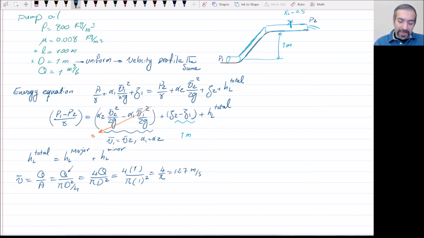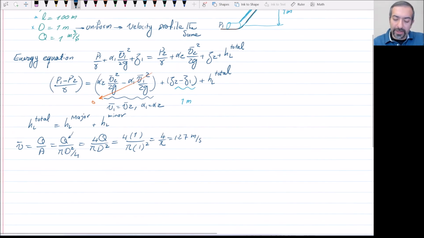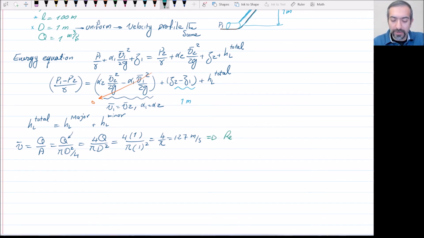All right, the reason I'm calculating V bar is I want to calculate the Reynolds number. So let's see what the Reynolds number is. From here, we conclude that the Reynolds number is rho V bar D over mu. Rho is 800, V bar is 1.27, D is 1, and mu is 0.008.